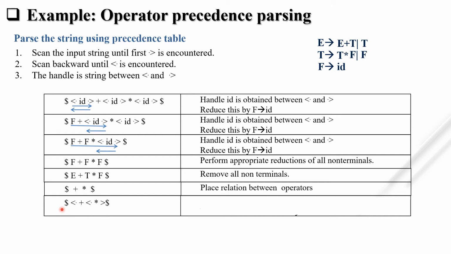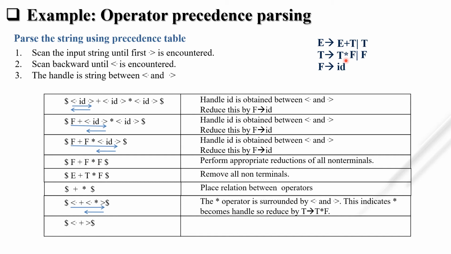Now we have to scan once again from left to right until the less than symbol is encountered, then backward. So what is our handle? This star has t into f. So t into f will be reduced with t. Sorry, we have to reduce t into f with t.